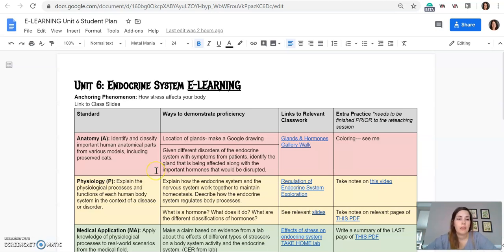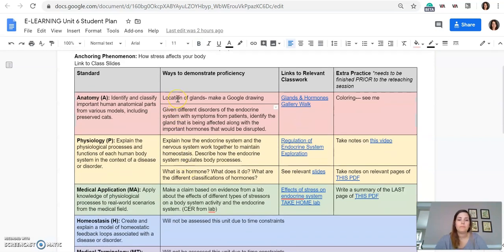All right, so this document, this is the materials for this unit. For anatomy, we still need to know the location of the glands. So you're going to make a Google drawing. I'll have a template for you, just like you did for the epidemiology unit for the lymphatic system. I'm going to give you different disorders of the endocrine system, and then you tell me which gland is being affected based on the symptoms, along with which hormones would be disrupted in that patient. So those will come from the document that I'm going to share with you here in a second.